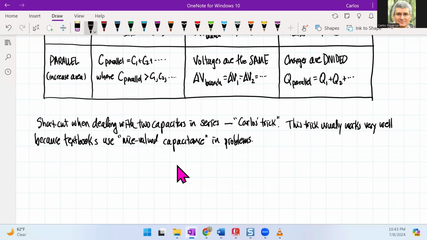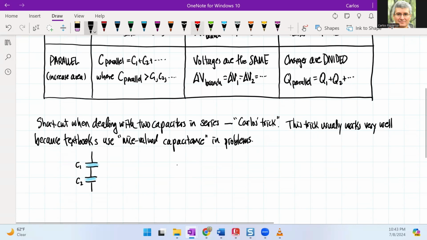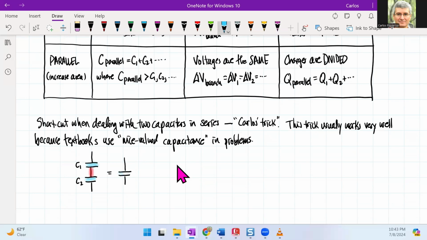So if I have two capacitors in series, then that means I have a capacitor here and a capacitor here. And you can see that when I look at these, I have charge, capacitance 1 and capacitance 2. You can clearly see that these are in series, because there's only one connection between these two. That means I can replace this with a single capacitor called the equivalent series capacitance. So what does this look like mathematically?